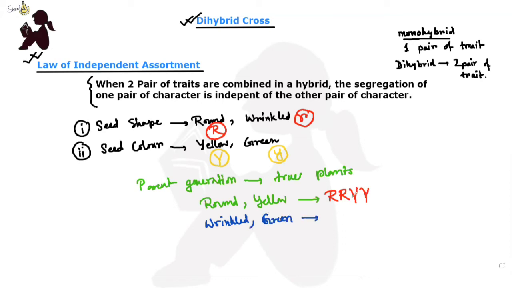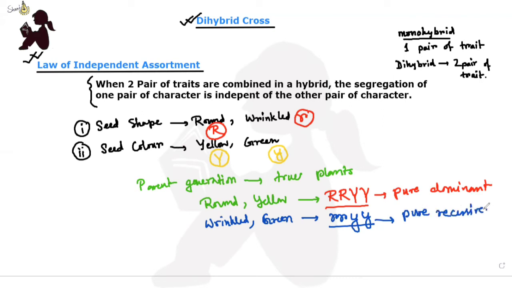This is represented as small r, small r, small y, small y. So capital R, capital R, capital Y, capital Y was pure dominant, and small r, small r, small y, small y is pure recessive.